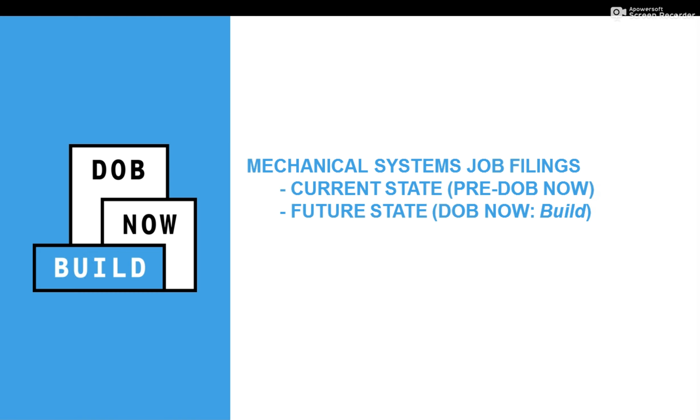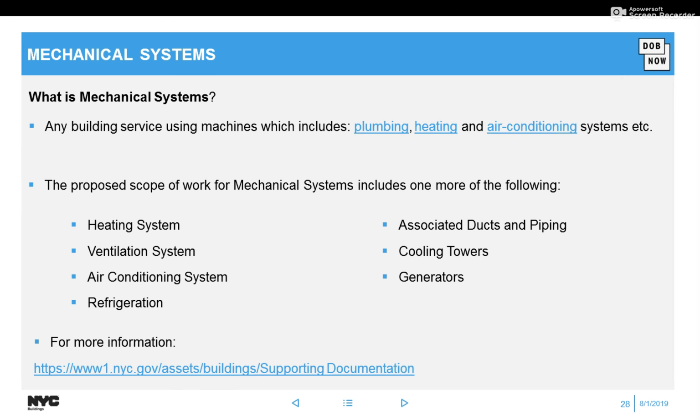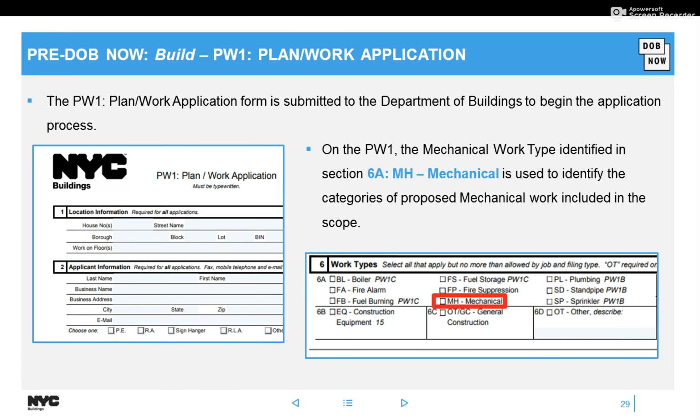All right, so what you did before versus what you will be doing in DOB Now Build now for mechanical systems. Before, if you had any type of work like heating systems, ventilation systems, if you had any one of those as your proposed scope of work, you would have selected MH on that paper PW1 and you would have submitted it to DOB. However, now it's going to be called something totally different, and I would show you that in a few. So you would have checked off MH here, so that's no more.